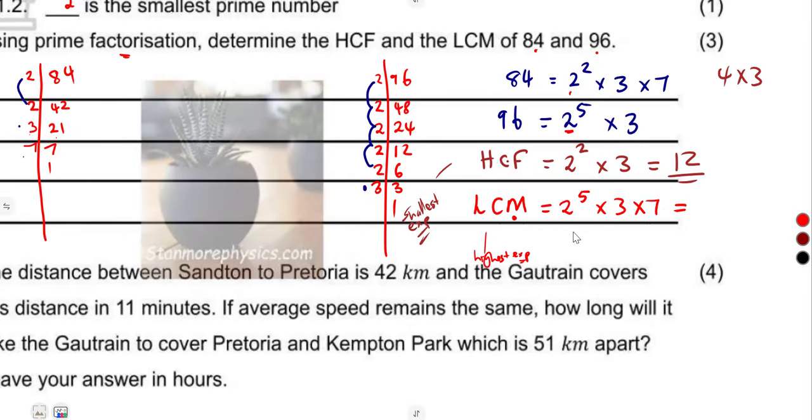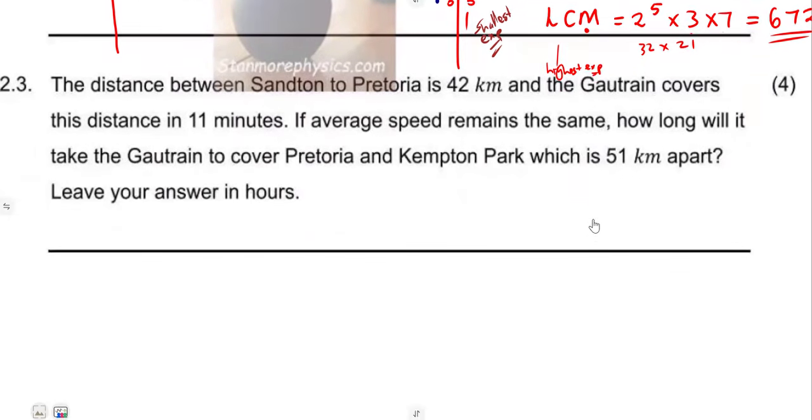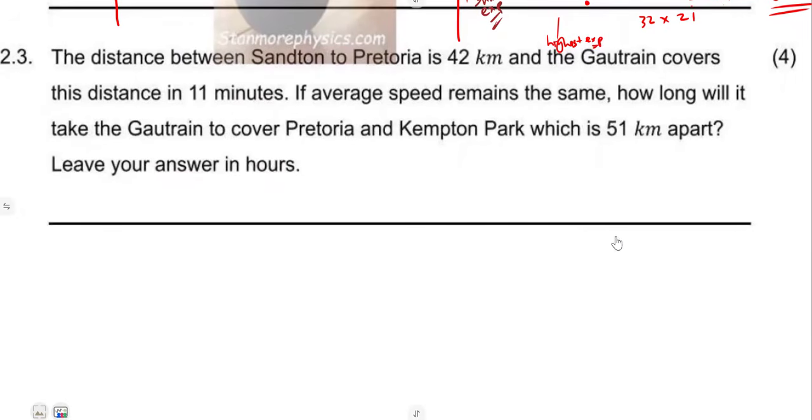2 to the exponent of 5, that's 32. 32 times, all right, you can just use your calculator here, guys. 3 times 7 is 21. Then you multiply, this was going to give you 672. So that's our lowest common multiple. All right, so do revision, guys. Just go through the introductions where I introduced these topics so that you can understand much better.